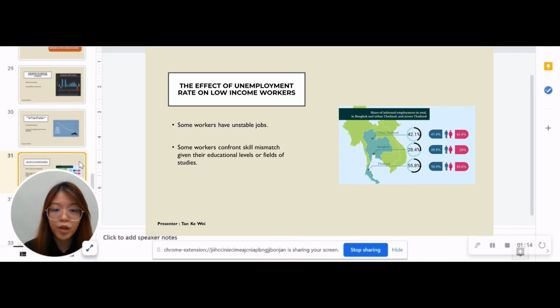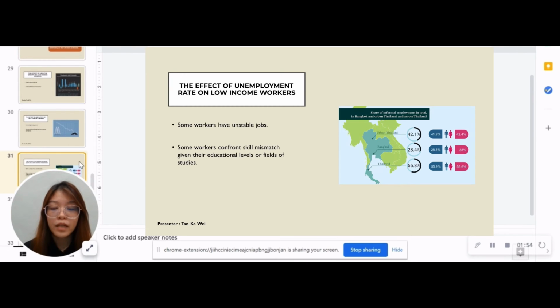Coming on, we will talk about the employment rate of low-income workers. The first point, some workers have unstable jobs. For example, low-income workers are usually farmers, fishers or others. They sometimes need to follow the market and weather, so their job becomes unstable. Second, some workers have a skill mismatch with their education level and field of study. Why do we say that? Because some low-income workers do not get a higher education level in their study, so they may not be able to get a great job or a good offer for their education level.